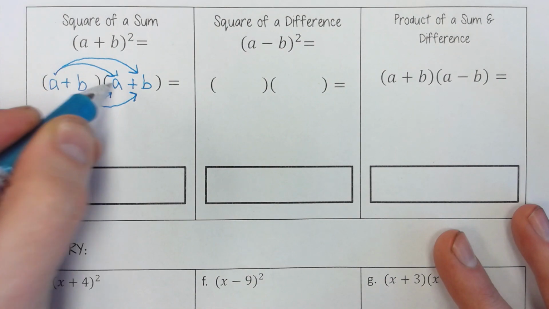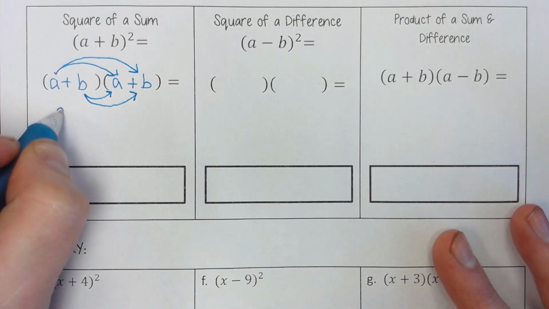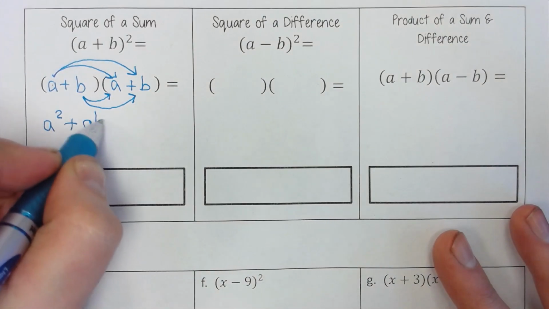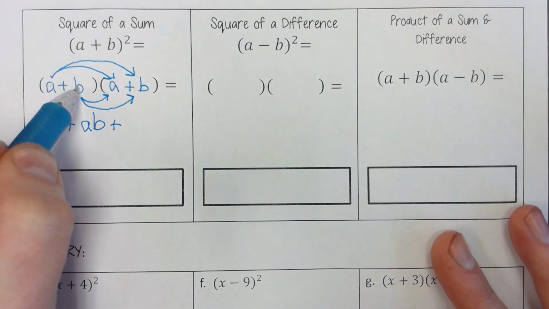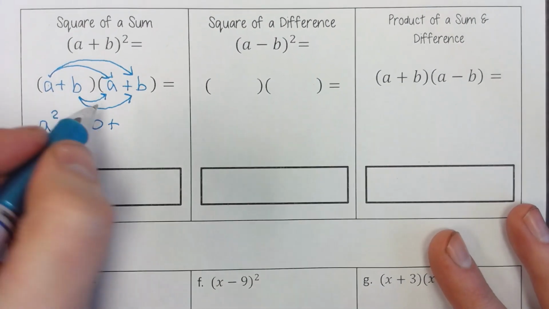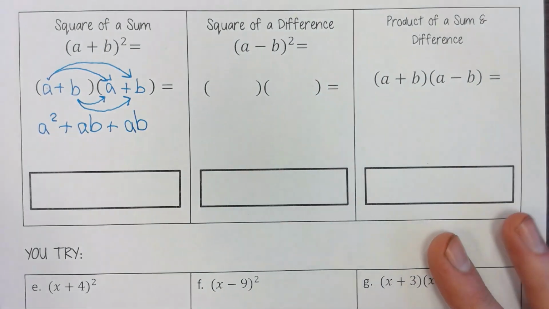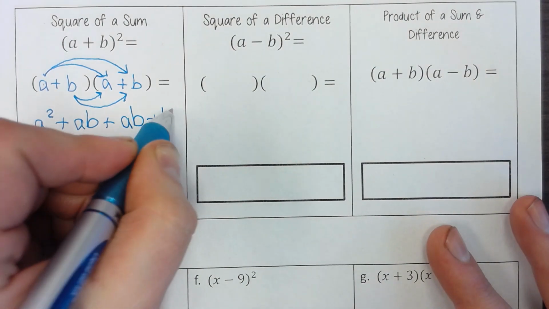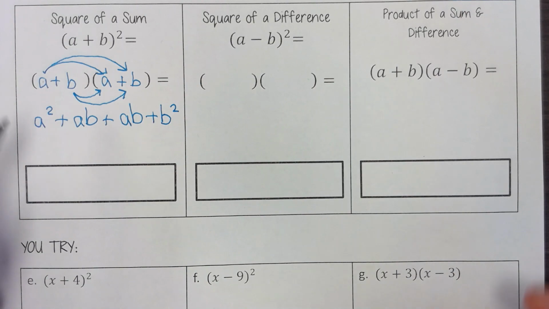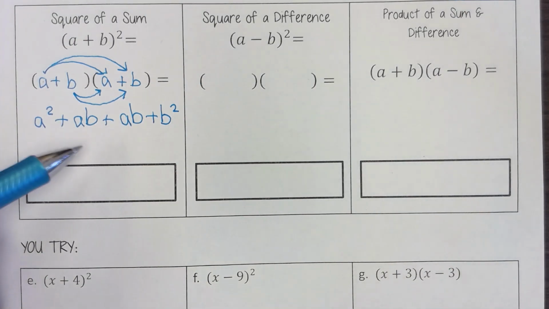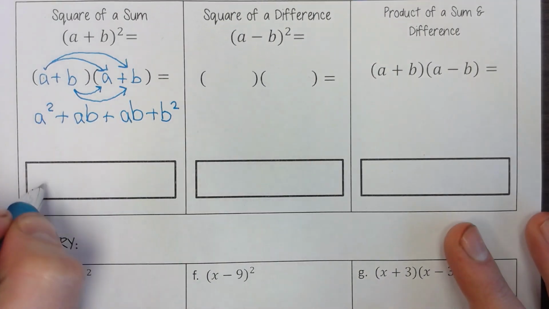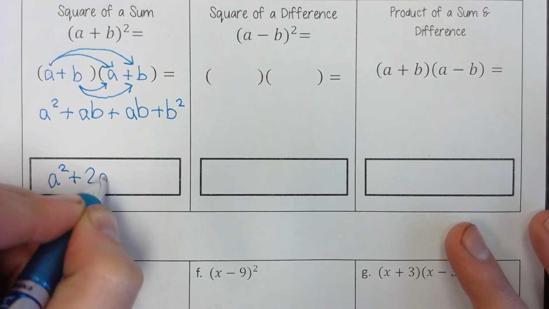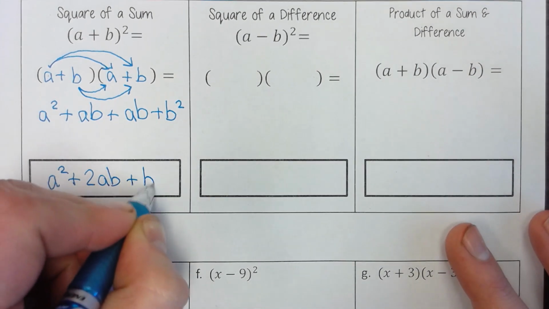And we get a times a, well, that's a squared. We get a times b, well, that is ab. We get b times a, well, that's ba, or I'm just going to call it ab again. And we get b times b, well, that is b squared. Combining like terms, I see two instances where we have ab, so I'm just going to call that 2ab. And in this box, I'm going to write a squared plus 2ab plus b squared.